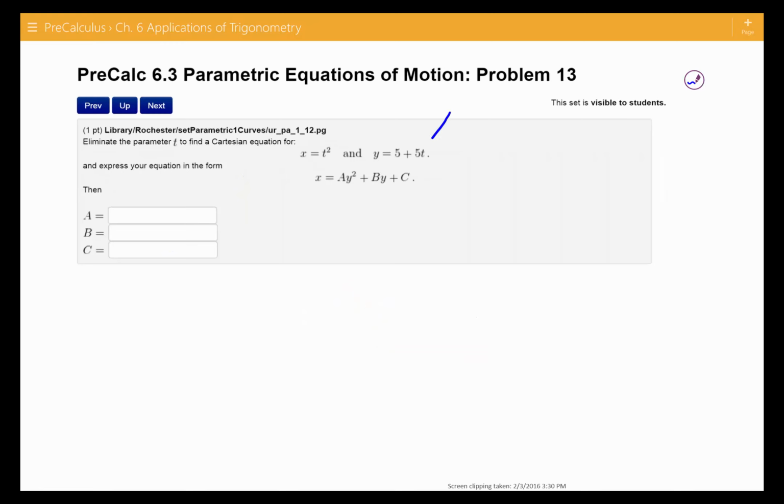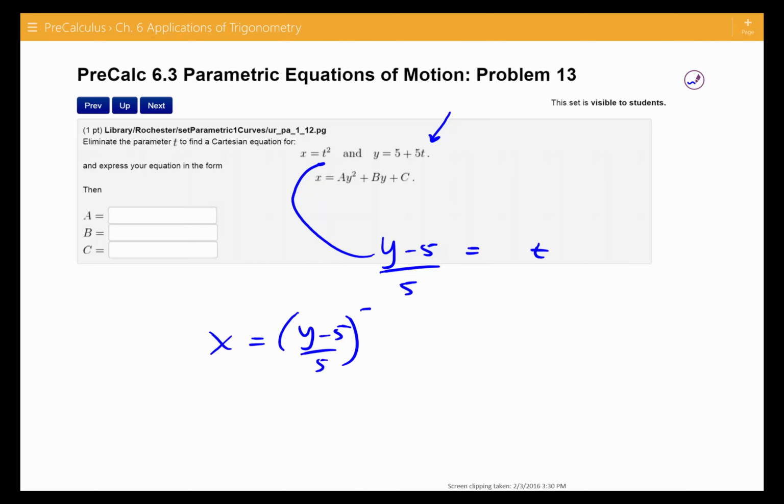Okay, let's try another one. Let's solve this one for t and plug it in to eliminate the parameter again. So we have y minus 5 equals 5t, divide both sides by 5, and you get t equals this. Let's plug that in right there. So we get x equals y minus 5 over 5 squared. And we have to FOIL this out, unfortunately. So we get x equals y squared minus 10y when we FOIL the top plus 25 all over 25. And that should work fine.